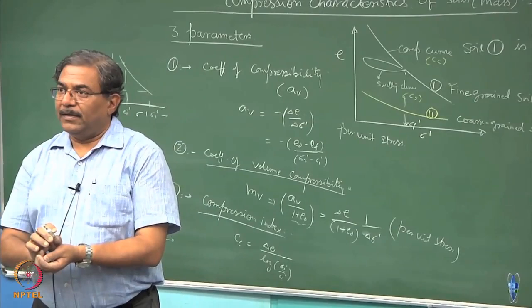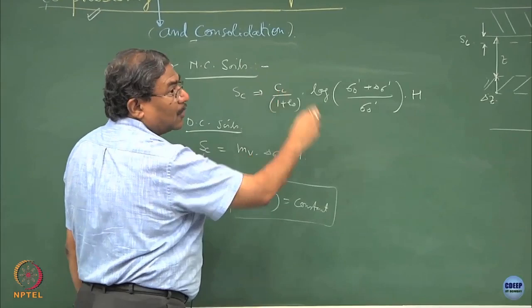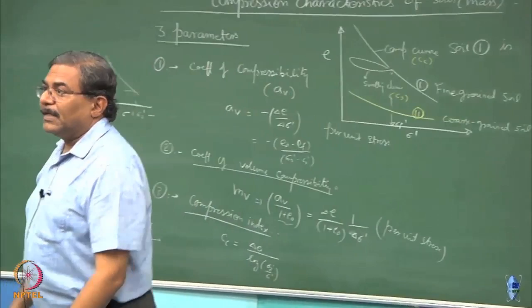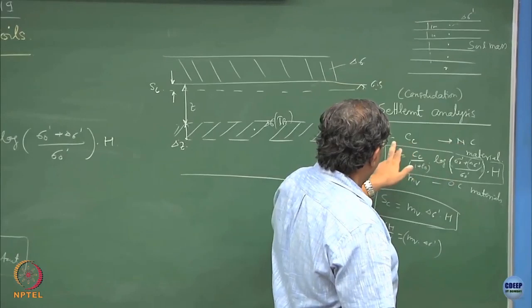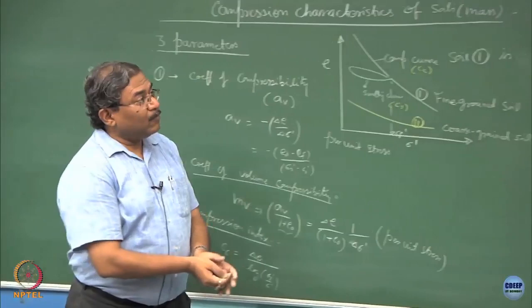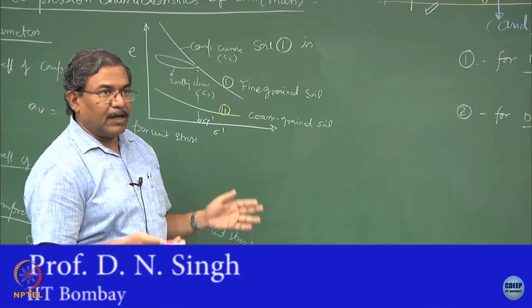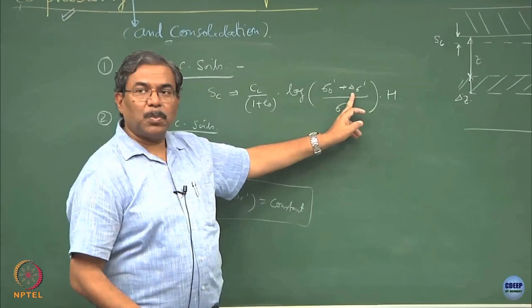For OC materials, mv remains constant. For NC material, Cc remains constant in finite thickness of the layers, and hence we have done discretization of the entire soil mass. These are infinitesimally thin layers for which we have obtained Cc, e naught and H and delta sigma prime. Is this part clear? So what we have done is we have now quantified how much consolidation settlements the system will undergo when the soils behave like NC and OC for an incremental pressure of delta sigma prime. Incremental pressure is important to remember.